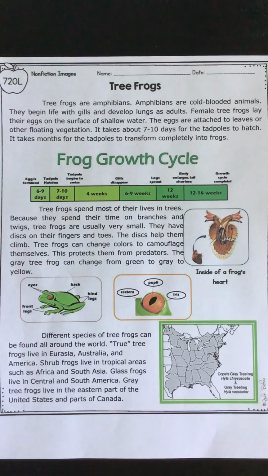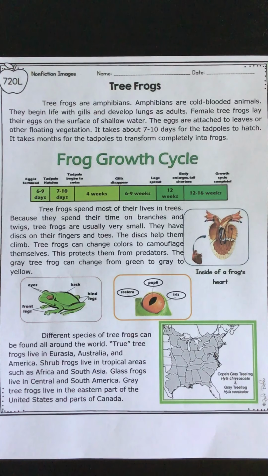Tree frogs are amphibians. Amphibians are cold-blooded animals. They begin life with gills and develop lungs as adults. Female tree frogs lay their eggs on the surface of shallow water. The eggs are attached to leaves or other floating vegetation. It takes about 7 to 10 days for the tadpoles to hatch. It takes months for the tadpoles to transform completely into frogs.